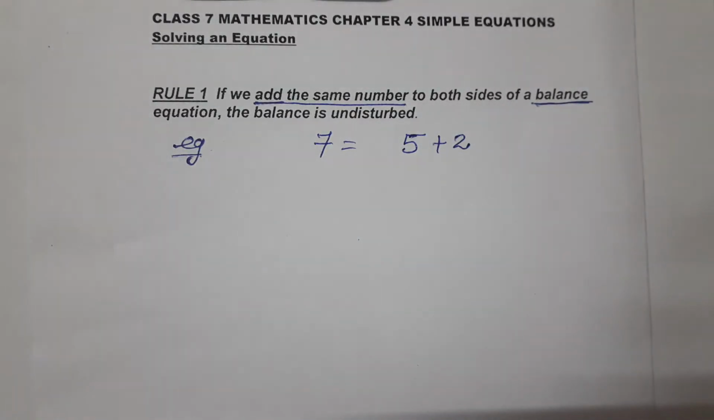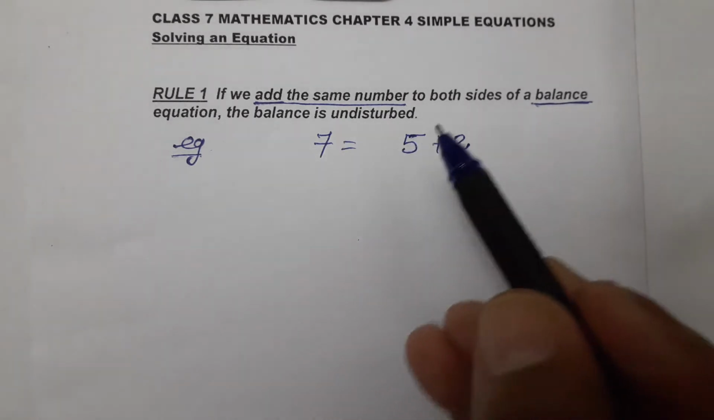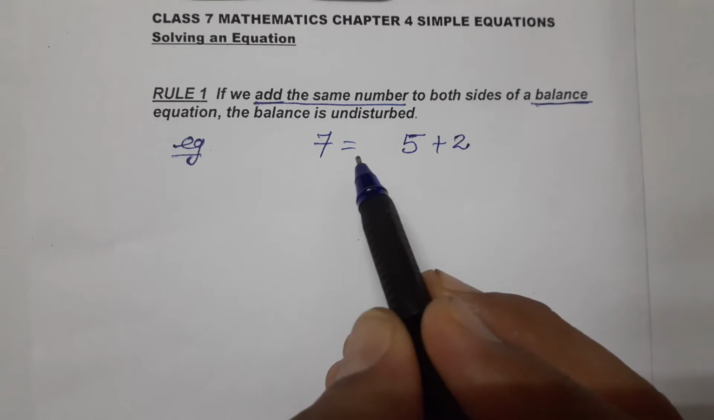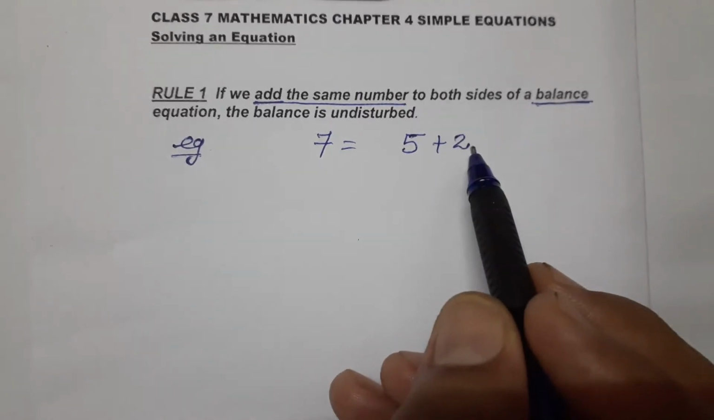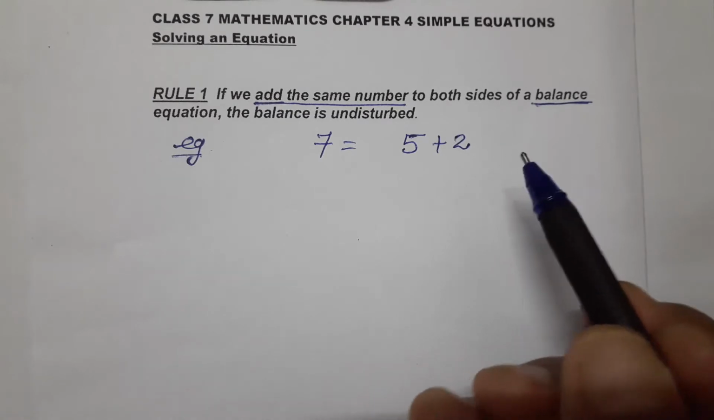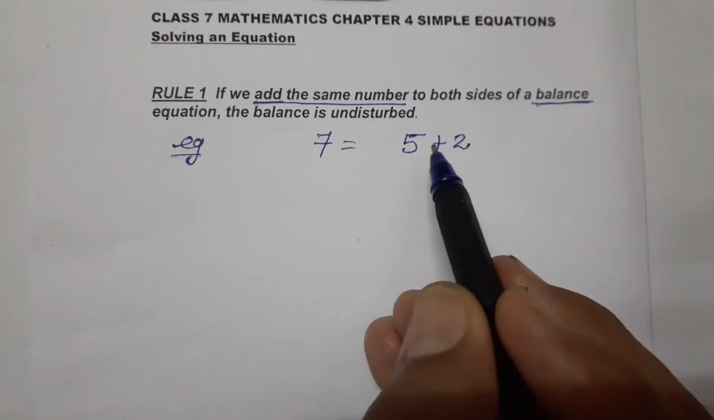And if we add the same number to both the sides, अगर हम इनमें दोनों में सेम नंबर ऐड कर देते हैं, अभी 7 इक्वल्स 5 प्लस 2 ये बैलेंस इक्वेशन ली, ये न्यूमेरिकल इक्वेशन है पूरी. अभी हम वेरिएबल वाली इक्वेशन भी लेंगे. So 7 equals 5 plus 2, 5 plus 2 is 7 and 7 equals 7.